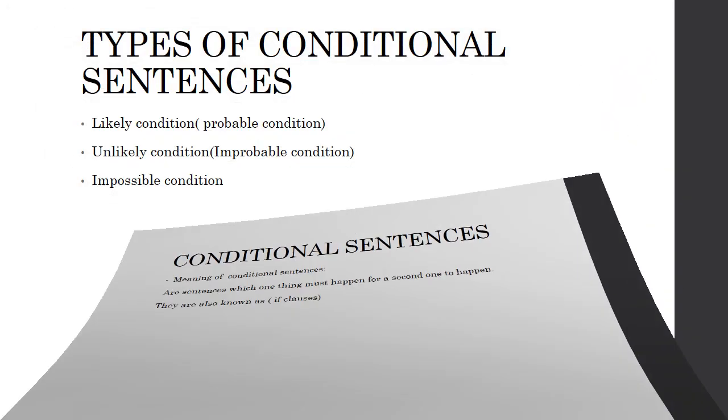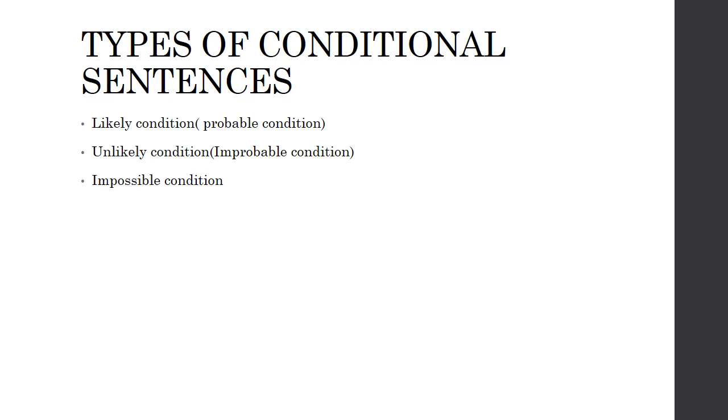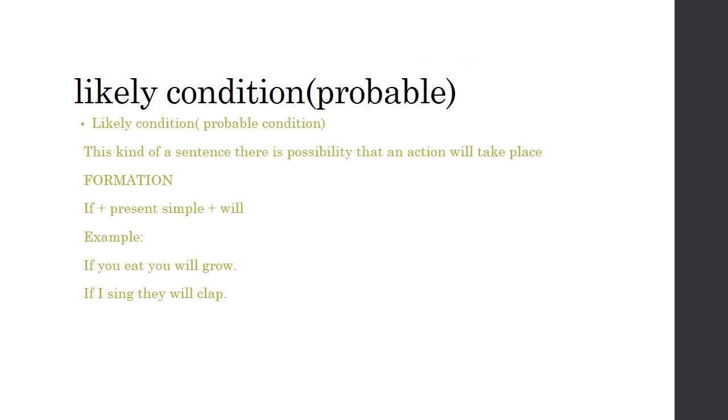Now we have conditional sentences. The first type of conditional sentence is the likely condition. It is also known as the probable condition. Secondly, we have the unlikely condition, which is also known as the improbable condition. Then the last one, we have the impossible condition.